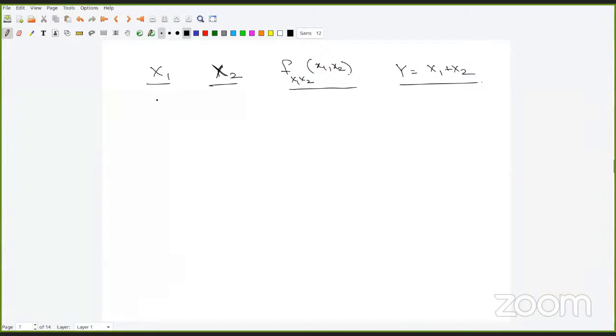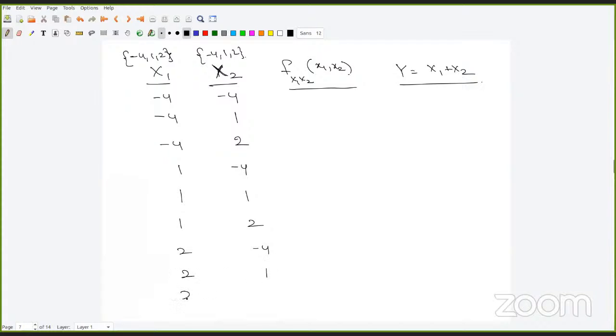We have x1 can take values -4, 1, 2, and x2 can also take -4, 1, 2. So x1 can take -4 and x2 can take -4. When x1 takes -4, x2 can take 1. When x1 takes -4, x2 can take 2. We are actually computing the joint PMF of x1 and x2. So when x1 takes 1, x2 can take -4, 1, 2, and likewise for 2.